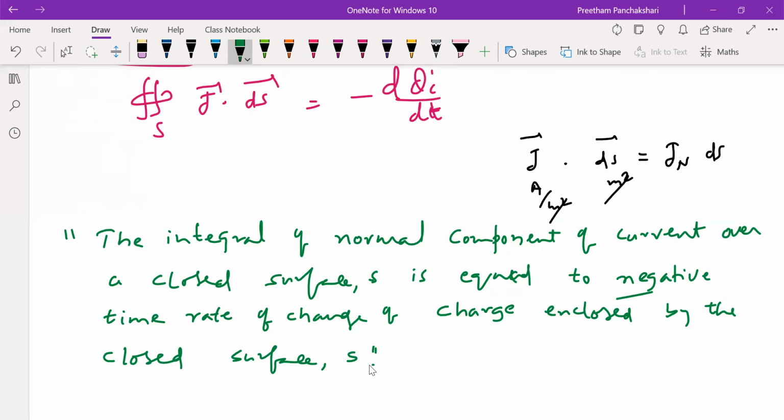So according to mathematics, the integral of normal component of current over a closed surface, that means the normal component of current that is passing out of the closed surface, integral means total sum, is always equal to time rate of decrease of charge within the volume. So this makes the mathematical statement, and the previous one, that is from the point form, is the physical interpretation. So mathematical interpretation is given by integral form, physical interpretation is given by point form. This completes the continuity equation of current. Thank you.